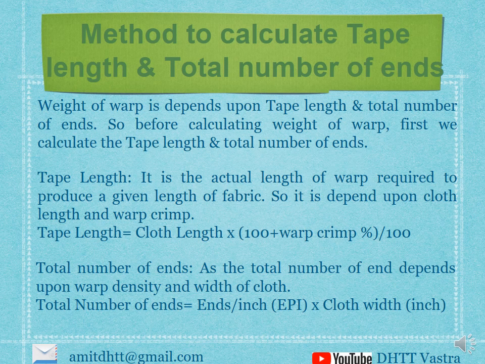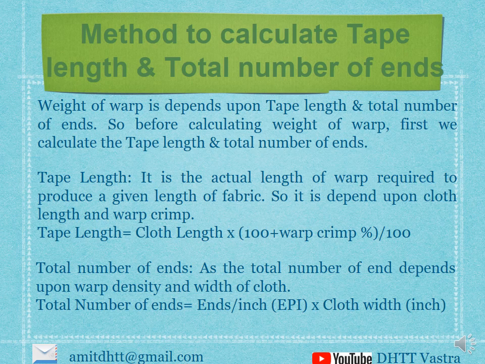Next, the method to calculate tape length and total number of ends. Before calculating the actual weight of warp, these are the two parameters required. So what is tape length? It is the actual length of warp required to produce a given length of fabric. So it depends upon the cloth length and warp crimp. Tape length is calculated from the cloth length.